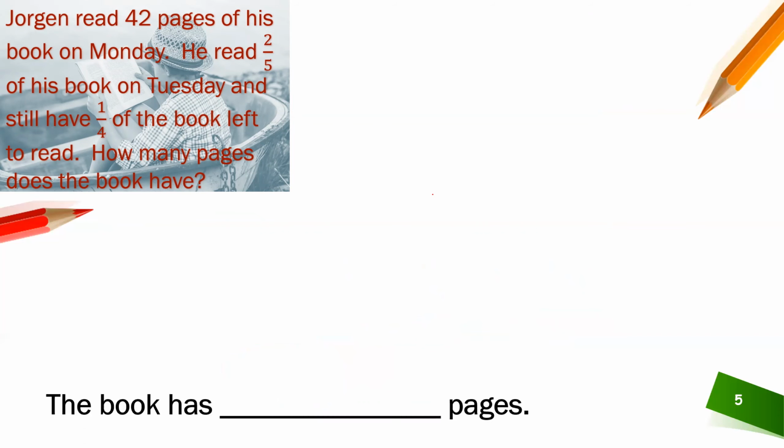Jorgen read 42 pages of his book on Monday. He read 2/5 of his book on Tuesday. And then he read a quarter, and then there still is a quarter of the book left for him to read. How many pages does this book have? Okay, so the book has blank pages.